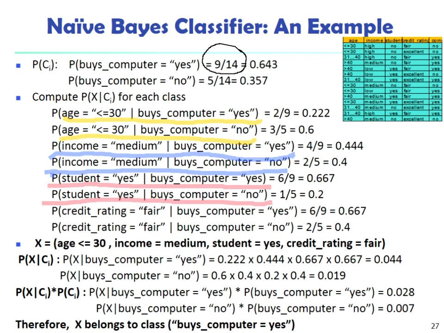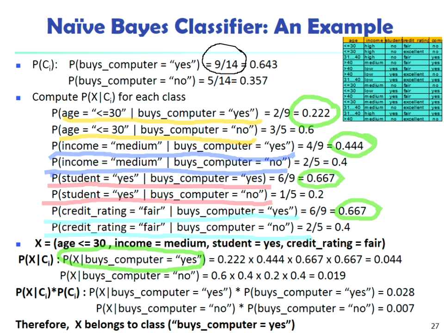You will calculate the probability, this one and this one. After that, we want to calculate the probability of X if buys computer equals yes. So probability of X if buys computer equals yes, in our example, we have just to multiply what? To multiply this value and this one and this one and this one.